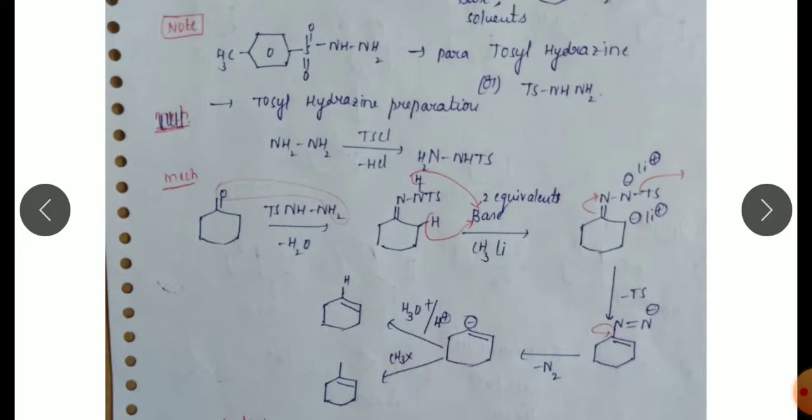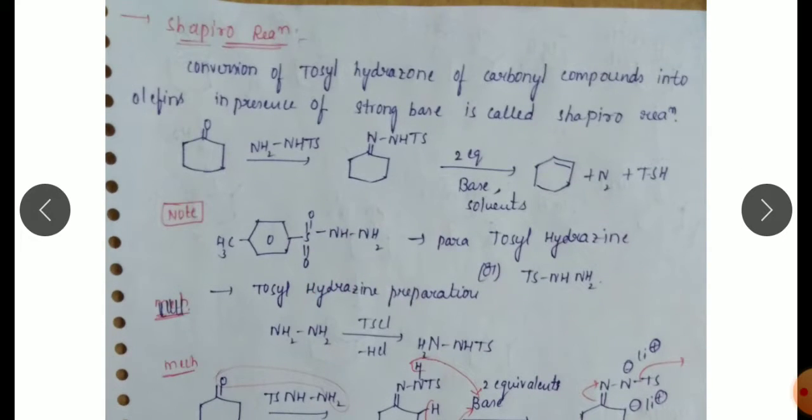So on this carbanion, a new bond is formed between this carbon and this methyl group. Finally, on acidic hydrolysis, H plus attacks this carbanion. So we get an olefin. A new double bond is formed between two carbon atoms. Finally, the Shapiro reaction is nothing but the conversion of tosyl hydrazone of a carbonyl compound into olefins in the presence of base.